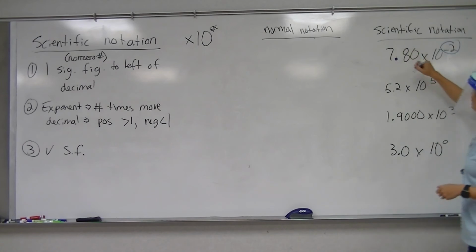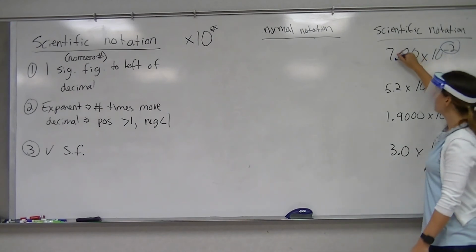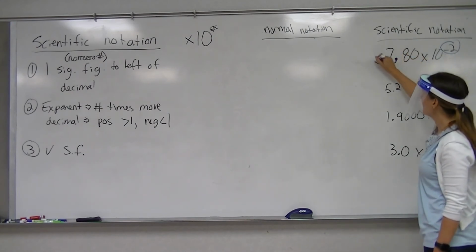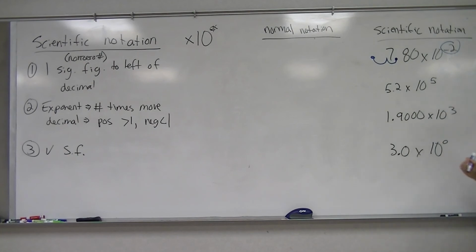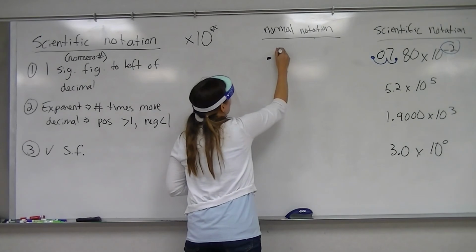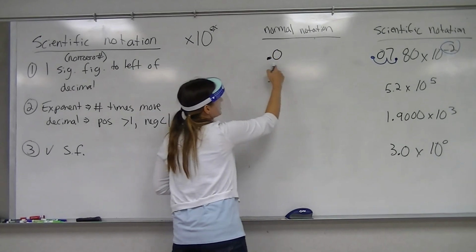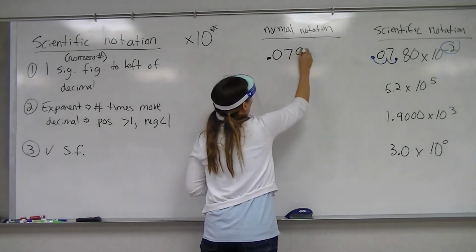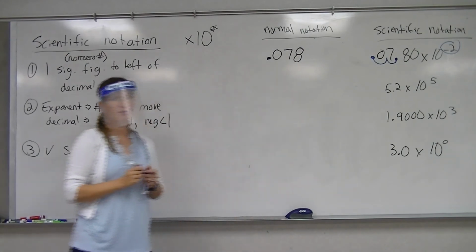Starting at the decimal, to get this in normal notation, I'm going to move that decimal point twice. Since it's negative, I'm going to make the number smaller, and I'm going to move it twice to the left. So here's where my new decimal point is going to go. What do you think goes in that empty space? A 0, correct. So normal notation will be 0.078. Is that correct?